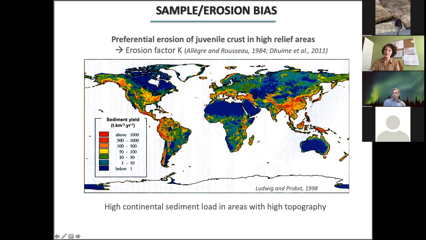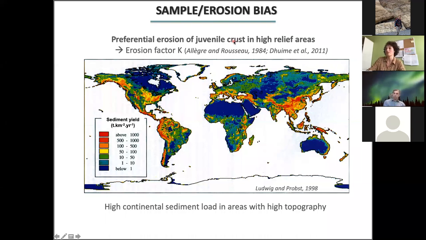And because these high relief areas are the places on Earth where sediments are produced, this is what is shown in this map showing the sediment yields on continents. The red areas correspond to the areas where you form the highest amount of sediments, and they correspond to mountain belts, basically the Andes, the Alps, and the Himalayas. So if you have a lot of juvenile crust here, it means that juvenile crust may be overrepresented in the sediments compared to its true exposure on continents.